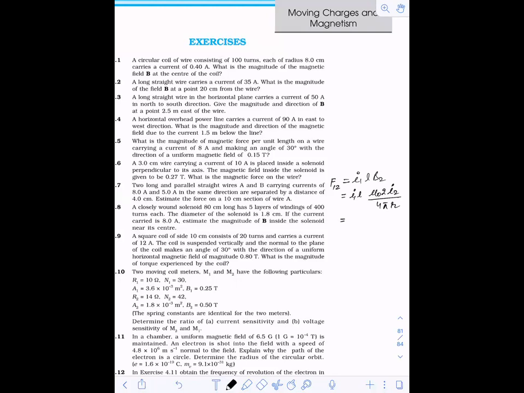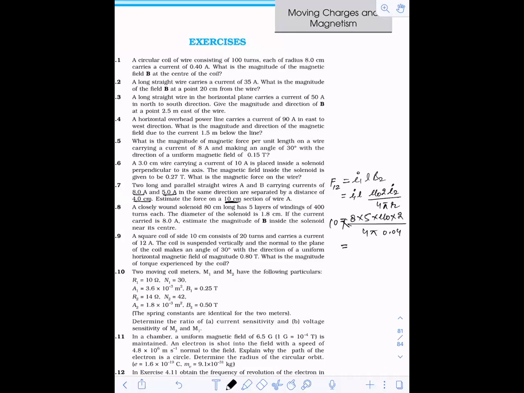So what are the I1 and I2 values? 8 and 5. So we can substitute 8 and 5. 8 into 5, which is 40, into mu naught into 2 divided by 4 pi into, what is the distance between them? 4 centimeter. So 0.04. Now the L value we have to calculate for the length of 10 centimeter. Length of 10 centimeter means multiply this equation by 10.